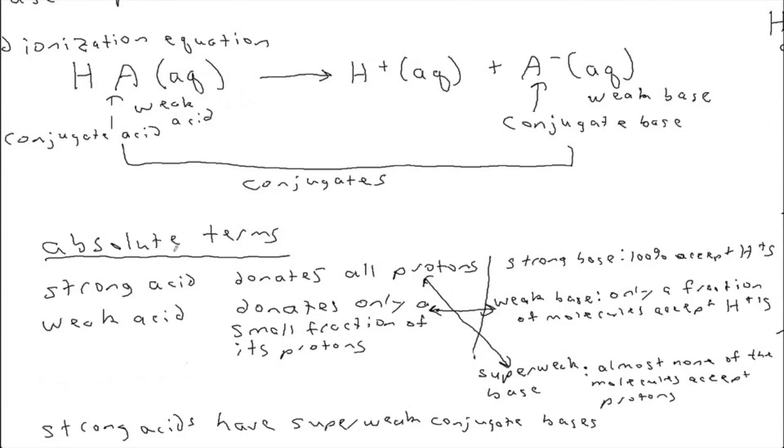So what we've seen is that the conjugate of a strong acid is a super weak base. The conjugate of a weak acid is a weak base. The conjugate of a strong base would be a super weak acid, but we don't need to go through that because that's not going to come up in your course.